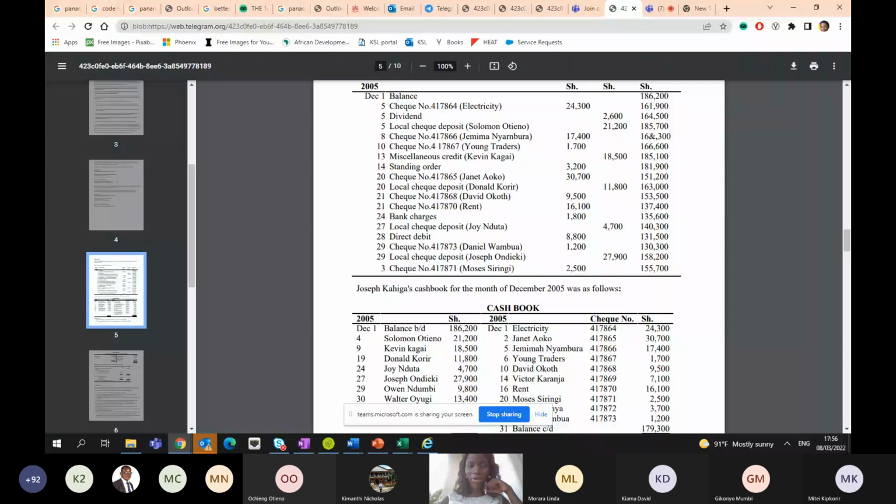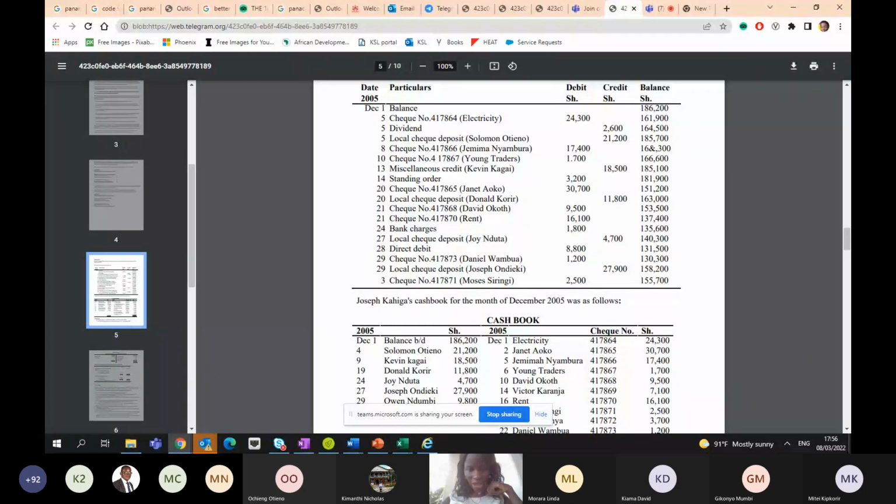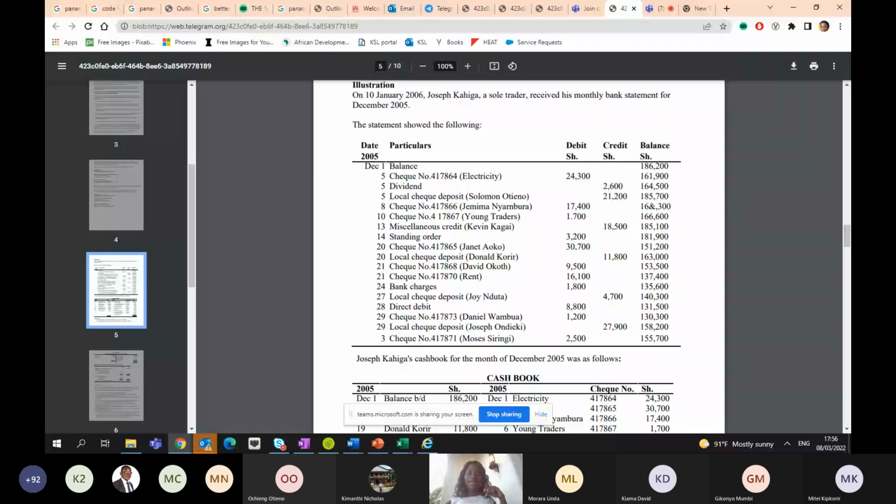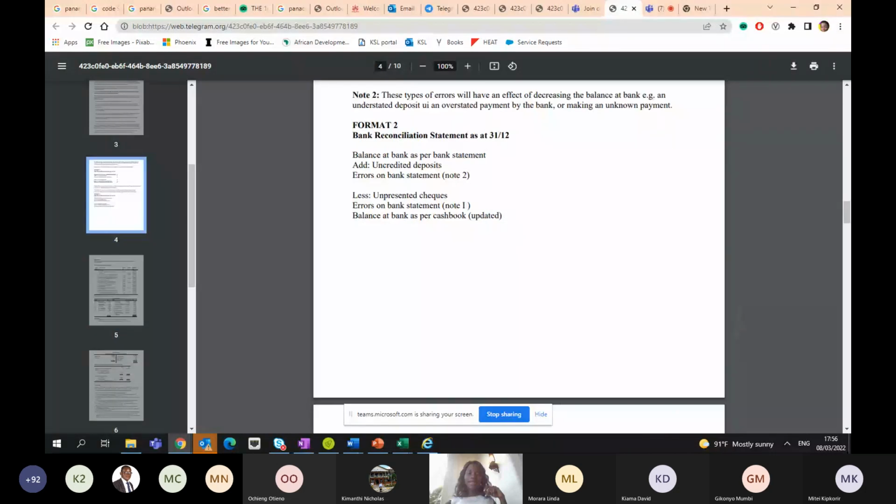So now looking at this, the first one we need to deal with is a local check deposit of, let us see. No, this check we need is Victor Karanja. Let's just see where Victor Karanja is. Okay, I'm not able to see this Victor Karanja here. Okay, I think we'll then miss something. No, I'm not missing something, but I can't see that here.